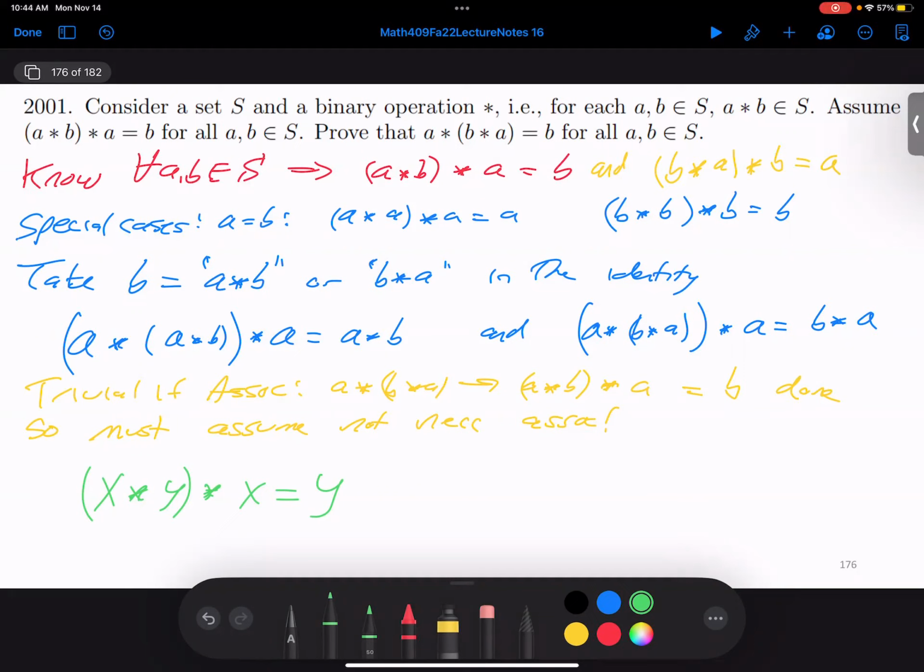So any thoughts? Did somebody just see something cut across the screen? On the fly. Okay, it was a fly, okay.